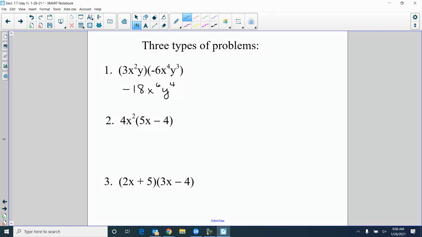The second one, you have a single term on the outside, and you have more than 1 term on the inside. You just distribute that single term on the outside to everything on the inside. Well, what's 4x squared times 5x? It is 20x to the 3rd. And then what's 4x squared times negative 4? That's going to be minus 16x squared.